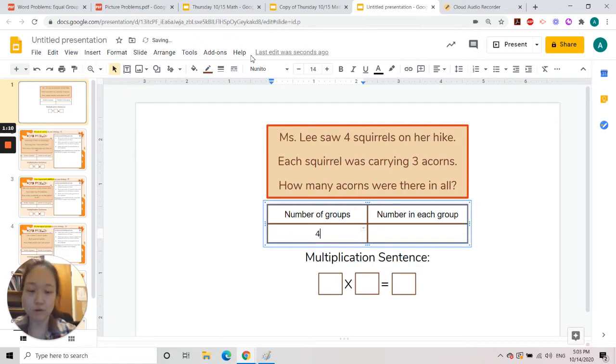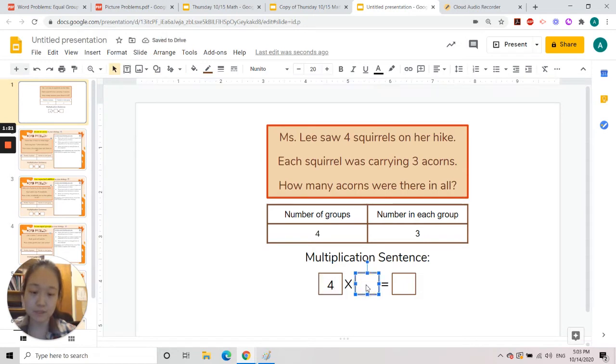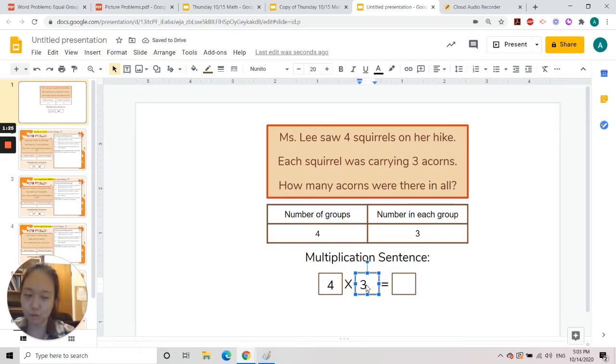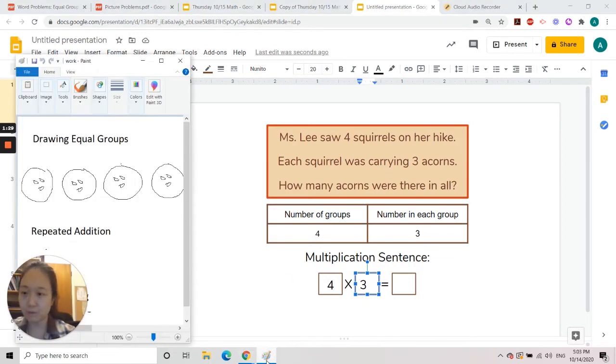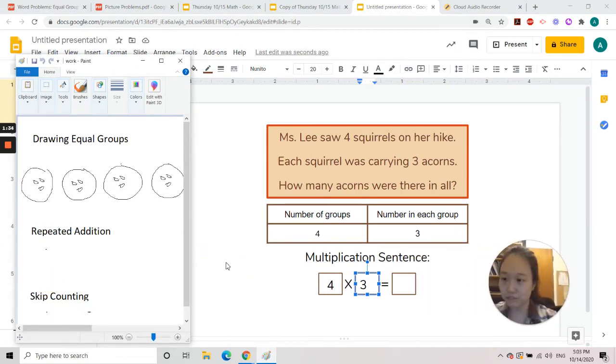So let's put a 4 for the number of groups and 3 for the number in each group. And my multiplication sentence becomes 4 times 3 because the number of groups is always the first number that I write. And then we're solving again for the product or the answer. Yesterday we noticed that there were a lot of friends using these 3 strategies: drawing equal groups, repeated addition, and skip counting. Let's look at drawing equal groups first.